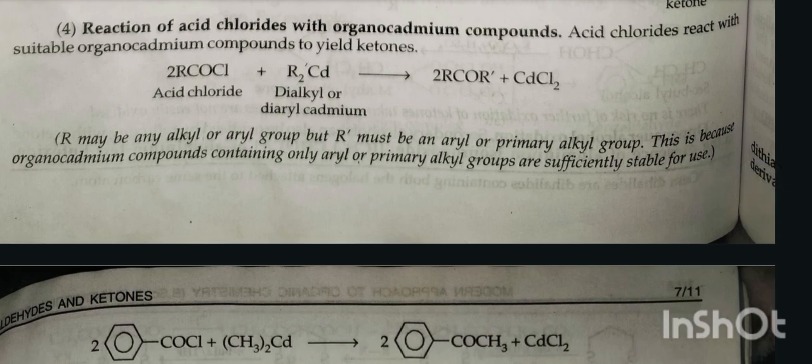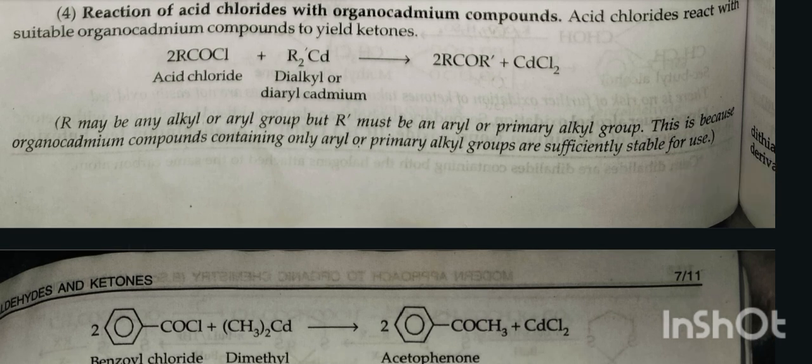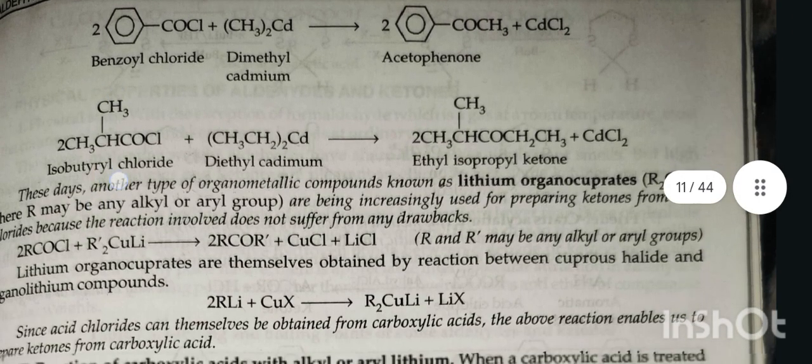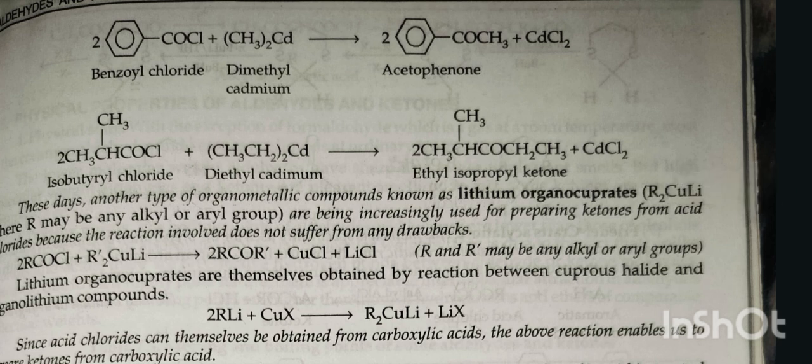Fourth, reaction of acid chloride with organocadmium compound. Acid chloride reacts with suitable organocadmium compounds to yield ketones. Acid chloride plus dialkyl or diaryl cadmium gives 2 moles of RCOR' plus CdCl2. R may be any alkyl or aryl group, but R' must be an aryl or primary alkyl group. This is because organocadmium compounds containing only aryl or primary alkyl group are sufficiently stable for use. For example, 2 moles of benzoyl chloride plus dimethyl cadmium gives acetophenone plus CdCl2.